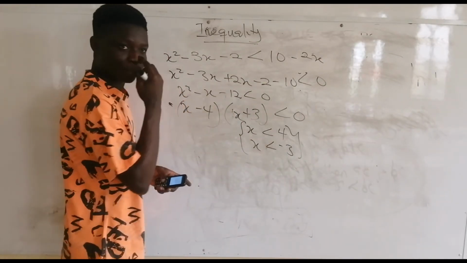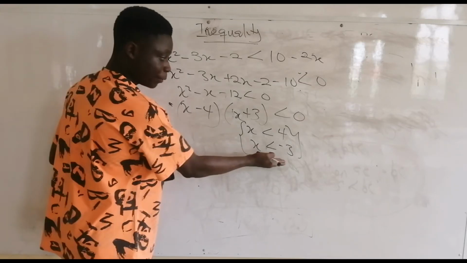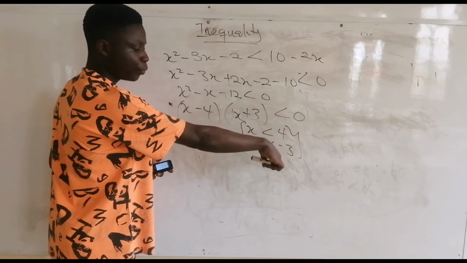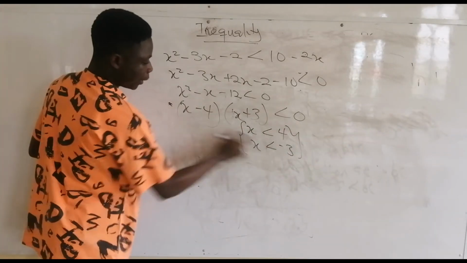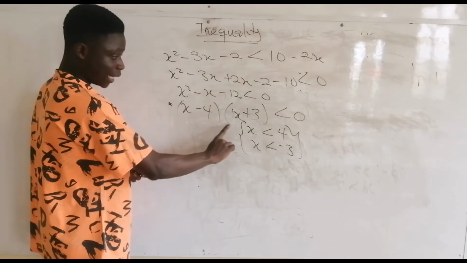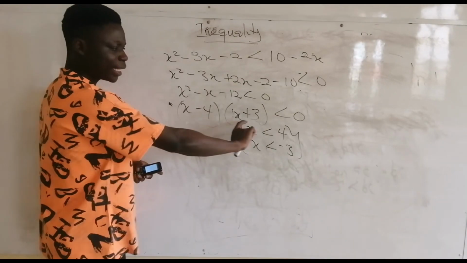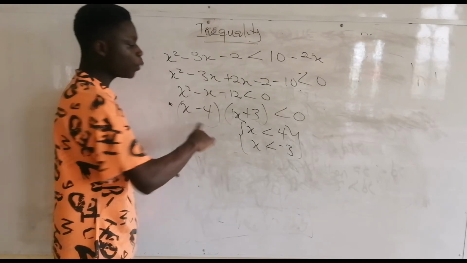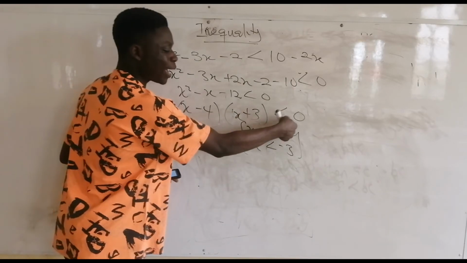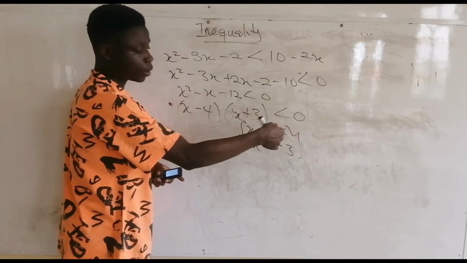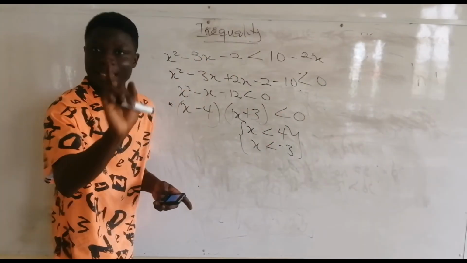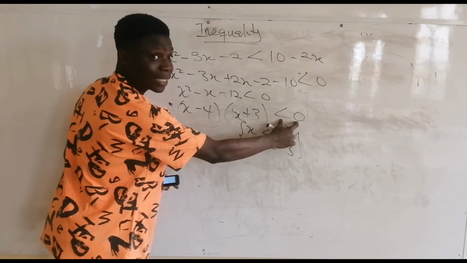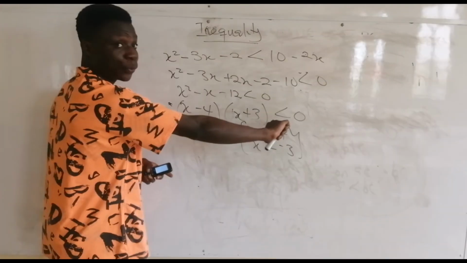So now I'm going to test. If you put -3 here, what will you get? You are testing -3. When you put -3 here, this will be 0, and that's not possible. Then let's try -2. When you put -2 here, it will give you a number which is less than 0. That means -2 satisfies this equation.